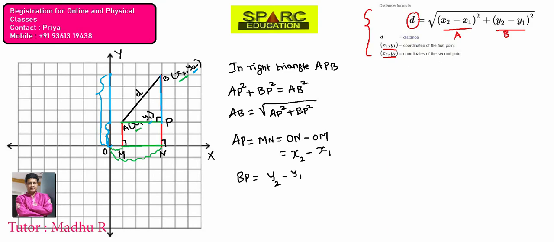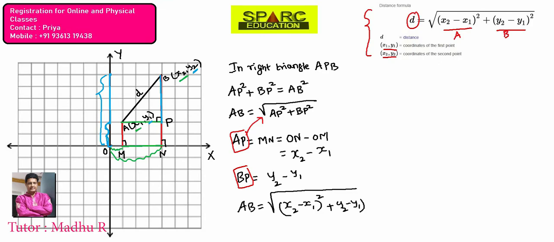Now, plug in the values of AP and BP in the equation we got. So if we plug in the values, the distance AB will be the square root of (x2 minus x1) squared plus (y2 minus y1) squared, and I take the whole root. And this is very similar to the distance formula.